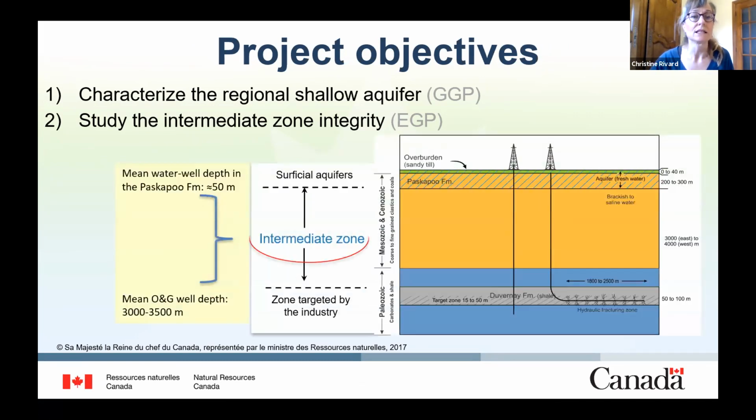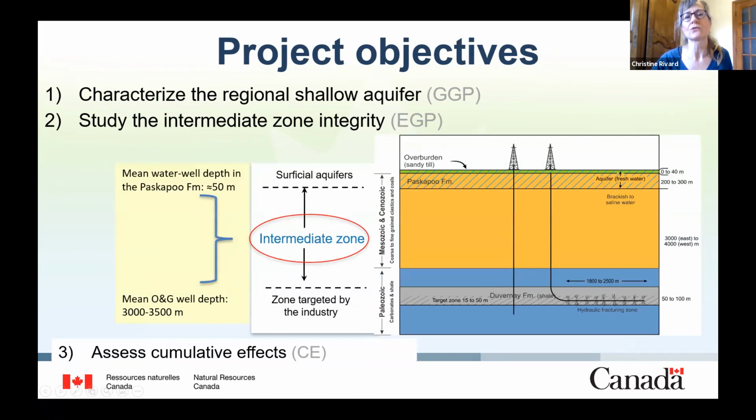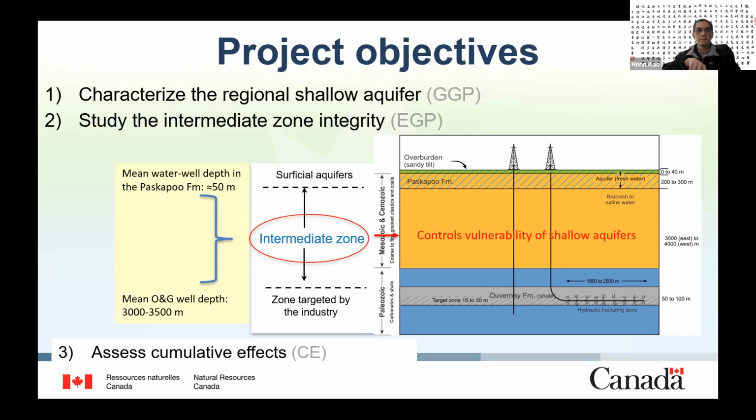What is exactly the intermediate zone? Well, it's the zone here that is located below superficial aquifers, mainly located in the Pascapoo Formation here, and above the zone targeted by the industry here, corresponding to the Duvernay Formation. This intermediate zone thus controls the vulnerability of superficial aquifers to potential contamination that could come from activities at depth.